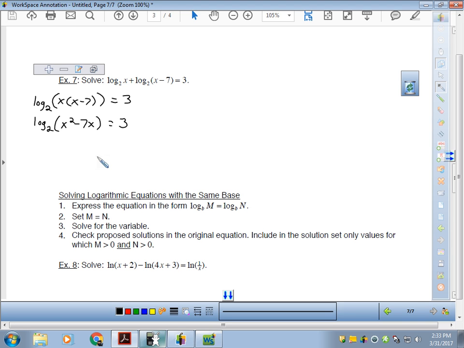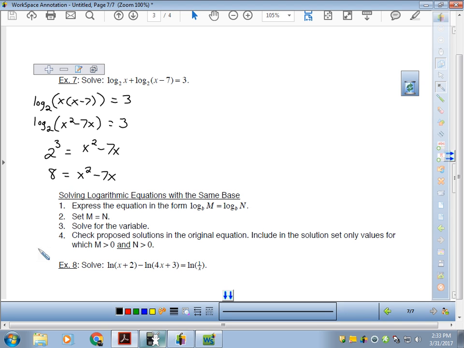At this point, we now have 1 logarithm on the left. We have a constant on the right. So we are ready to rewrite this as an exponential equation. Our base is 2. Our exponent is 3. And it equals x squared minus 7x. Now 2 to the 3rd is 8. So we really have 8 equals x squared minus 7x.